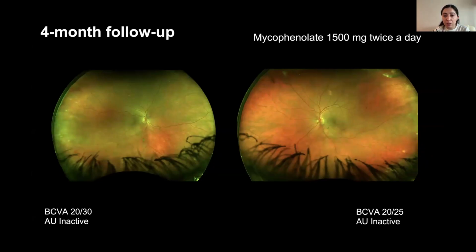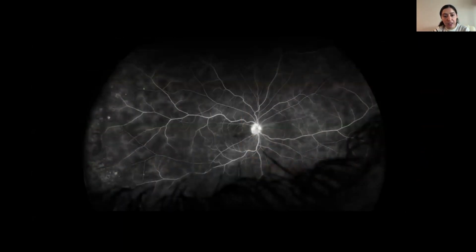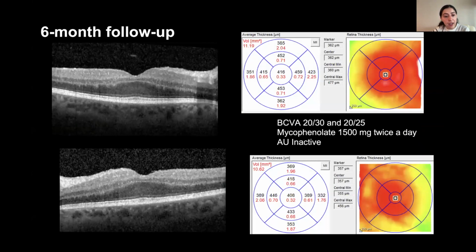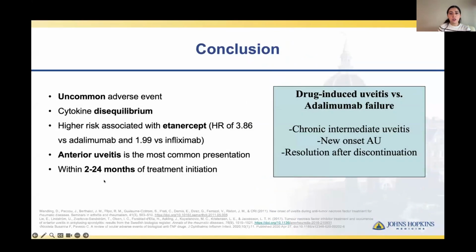She was already using a full dose of mycophenolate. The FA demonstrated a lesser involvement of the small vessels and improvement in the leakage pattern in both eyes. And the intraretinal fluid previously observed in the left eye had disappeared. As a conclusion, we deemed this clinical picture to be a drug-induced uveitis associated with adalimumab.